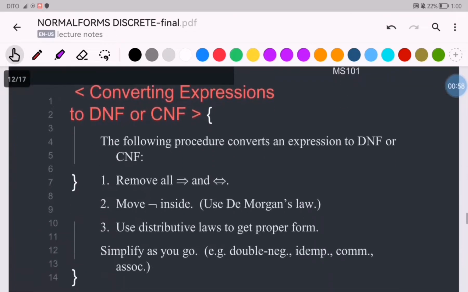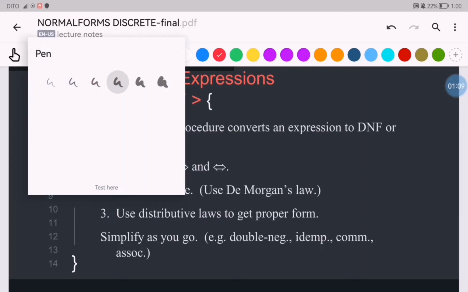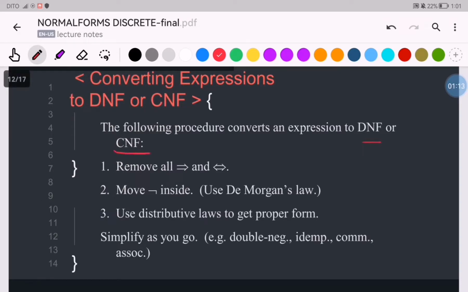So, paano naman siya in converting expression to DNF or the CNF? So, these are the following steps to convert an expression to DNF or CNF. First is to remove all the implication and biconditional. So, yan ang first na step. Remove all implication and biconditional. Next is remove mo si negation inside, so use the De Morgan's law. Next is distributive laws naman to introduce a proper form. Then, the last one is to simplify. Paano mo i-simplify? Using the double negation, idempotent, commutative, and associative.